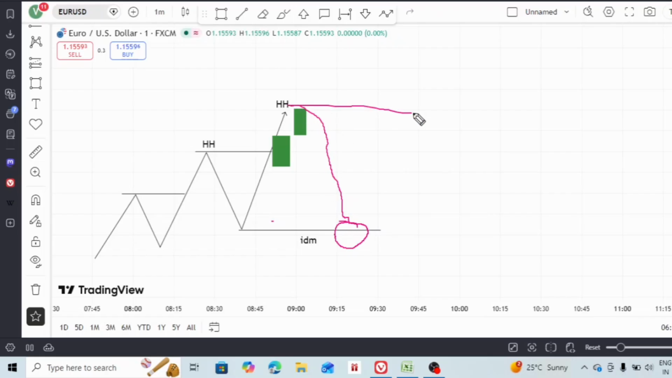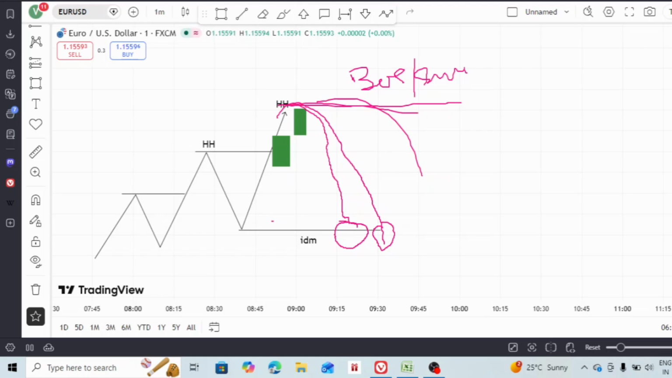then this highest point will become our break of structure level. It is not confirmed, but this will be the break of structure level, or our swing high level. So if the price reverses and mitigates the inducement, the highest point where the market reverses will be the break of structure.